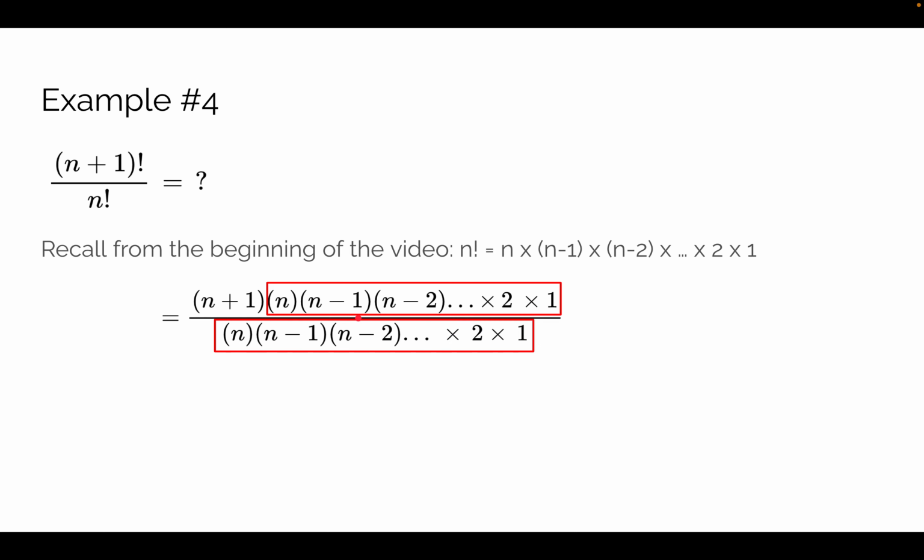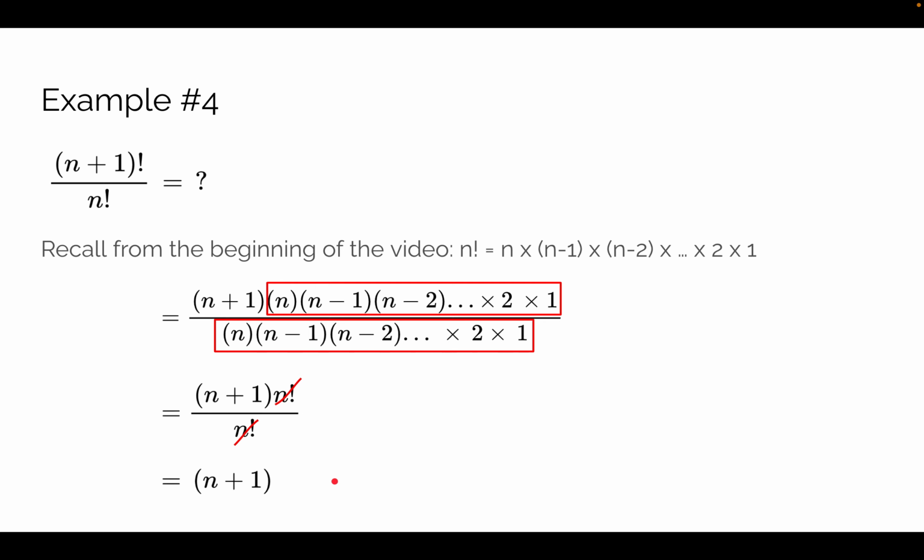So we can rewrite this as n factorial, because n factorial is n times n minus 1 and so forth. And we have that here and we have that here. So let's go ahead and rewrite these two as n factorial first. If we do that, we get n plus 1 times n factorial divided by n factorial. Now we have the same factor in the numerator and the denominator: an n factorial here and an n factorial here. So let's go ahead and divide those two out. And if we do that, we're left with n plus 1.